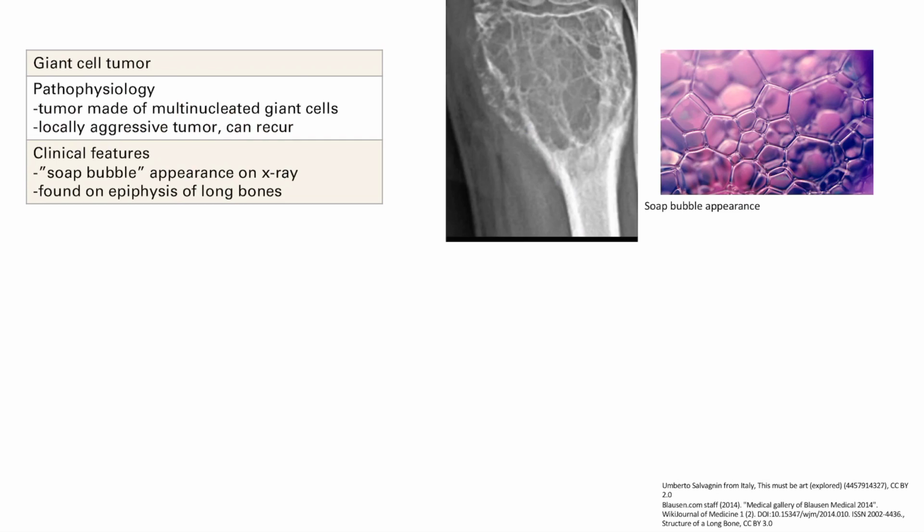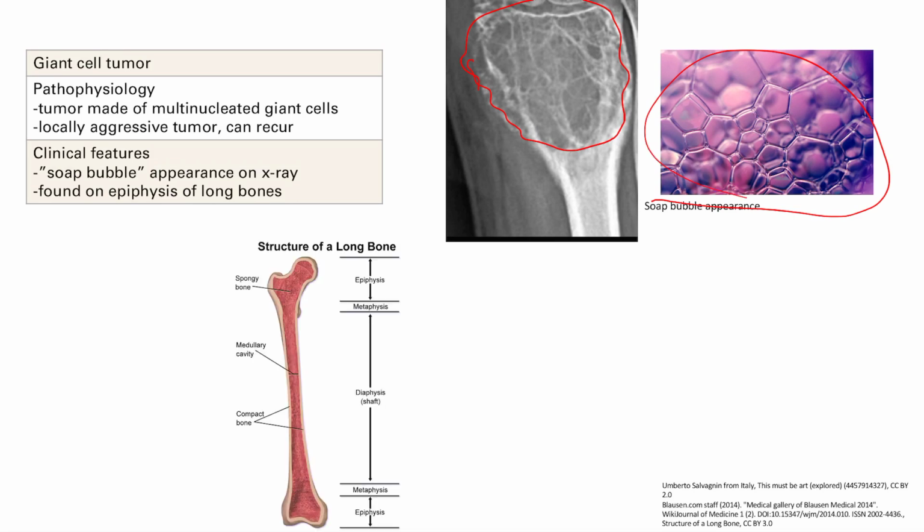Finally, we have the giant cell tumor. This is a tumor of multinucleated giant cells, as the name suggests, and it is locally aggressive and can recur. The characteristic here is that it has a soap bubble appearance on x-ray. As you can see, here is the tumor, and it looks just like soap bubbles. And this is found in the epiphysis of long bones.